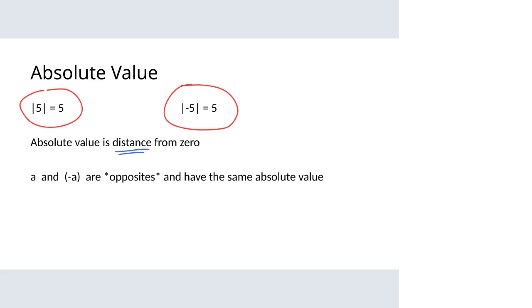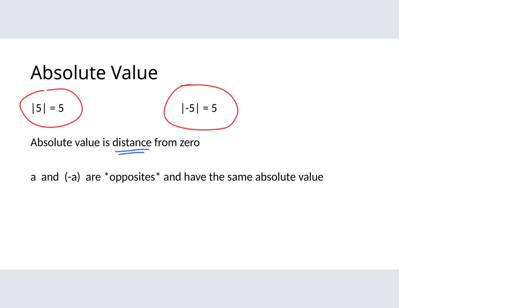If I were going to ask you, how far is it from your house to campus? You wouldn't say a negative number. You'd give a positive number, however far it is. Distance is always measured as a positive. And so the reason absolute value is always given as a positive is because it's a distance.